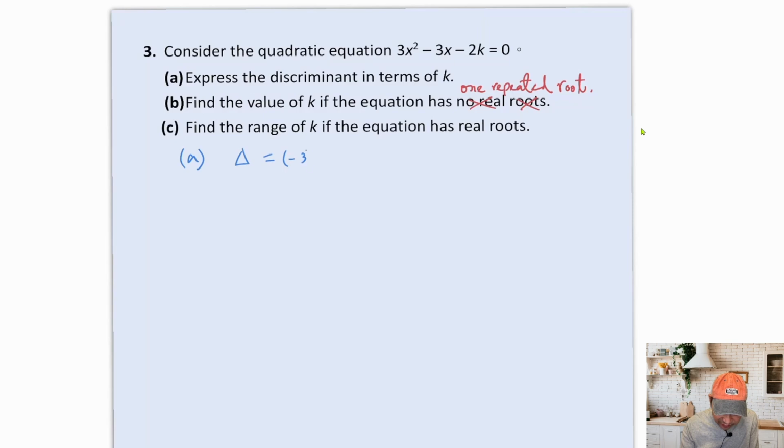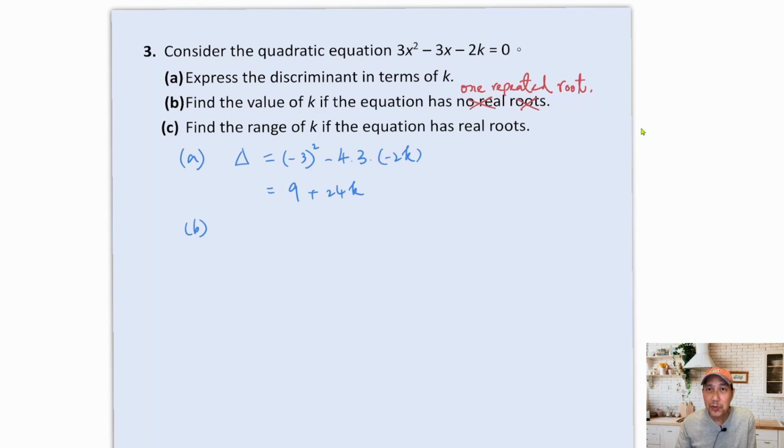So negative 3 squared minus 4 times 3, and c should be negative 2k. Okay, simplify it: 9 plus 24k. Okay, in part B, find the value of k if the equation has one repeated root.